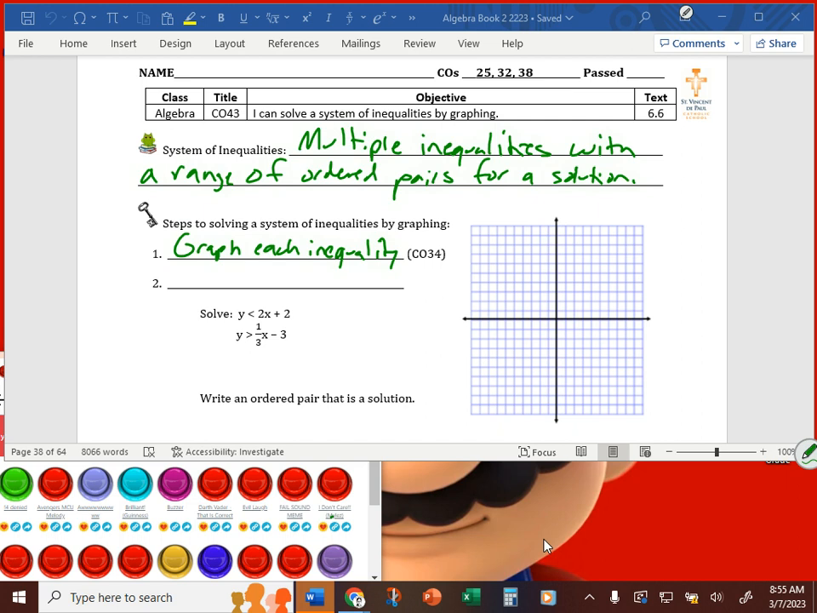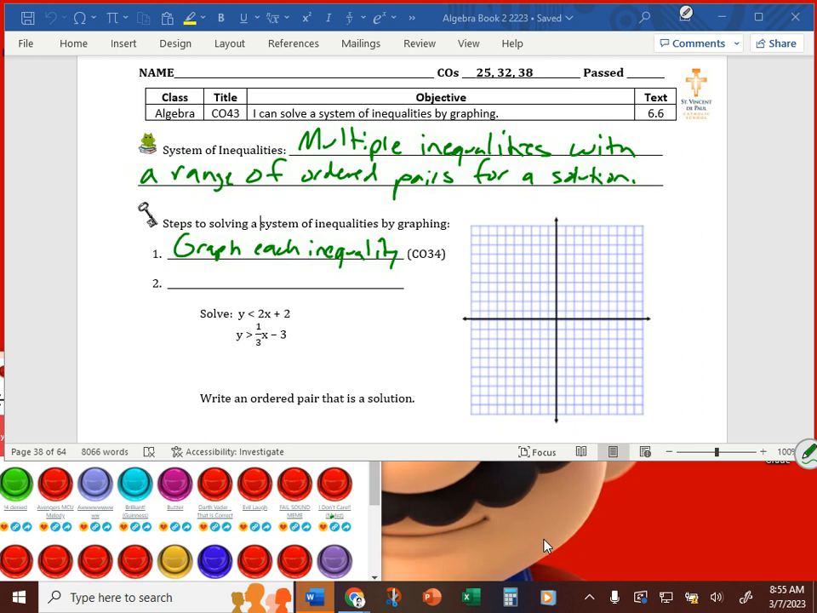y is less than 2x plus 2. Is this going to be a dashed line or a solid line? Dashed. Which section of the coordinate plane is going to be shaded? Above the y-intercept or below the y-intercept? Below, right? And everything that we need to know to answer those two questions is in our inequality symbol. Less than means dashed, and below.